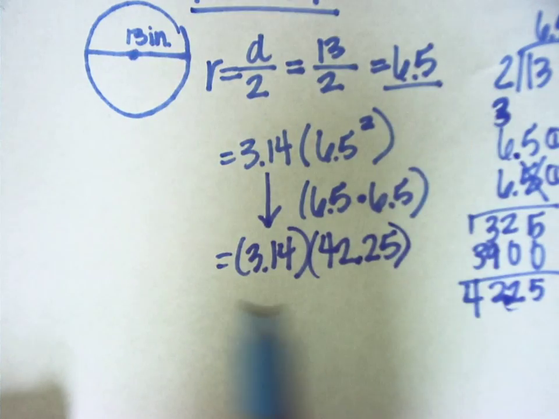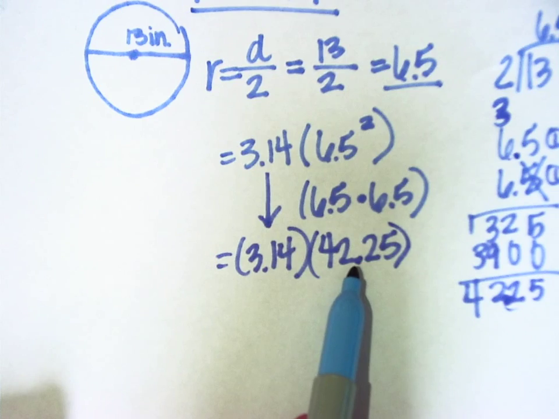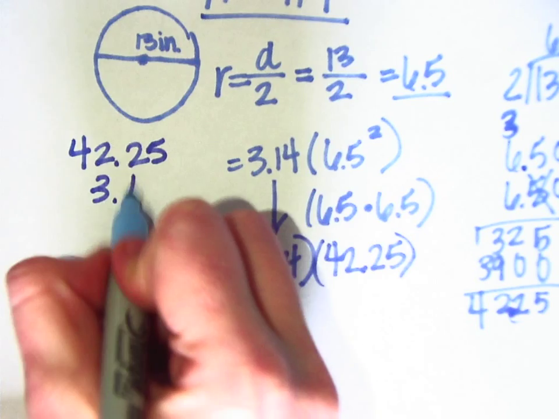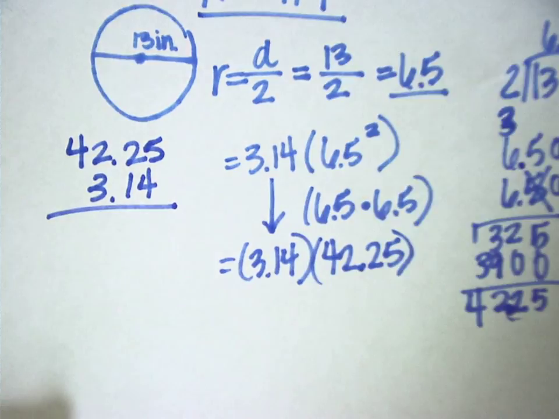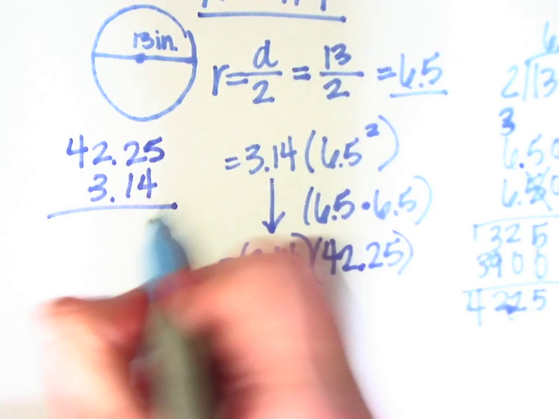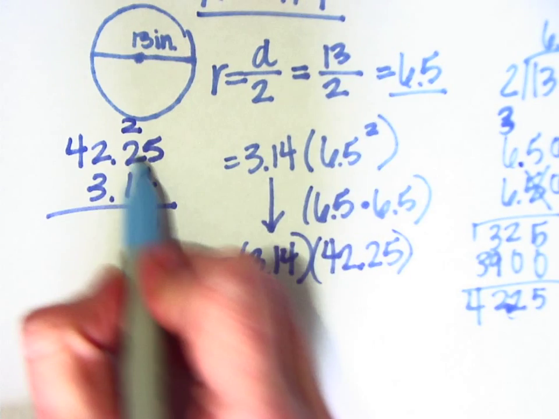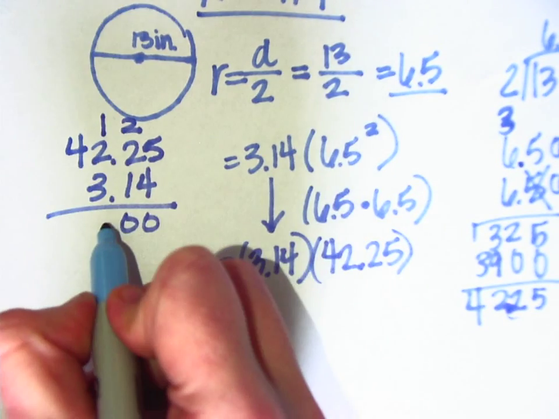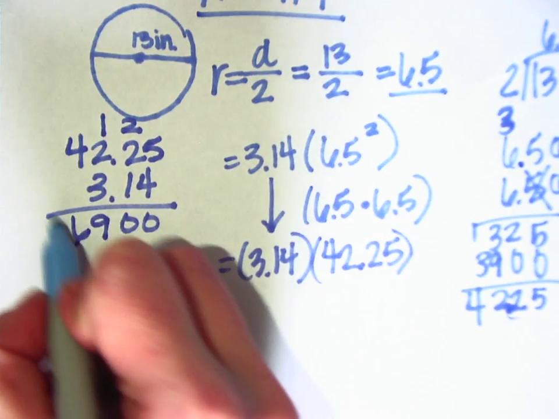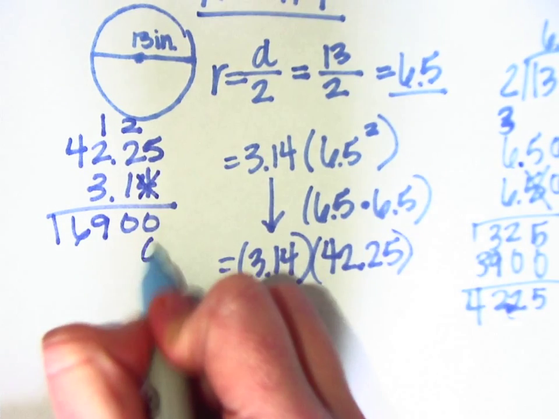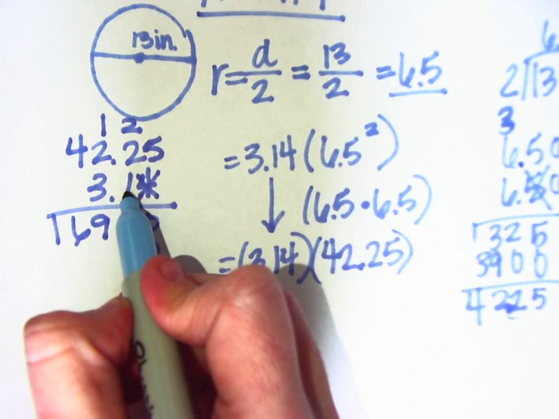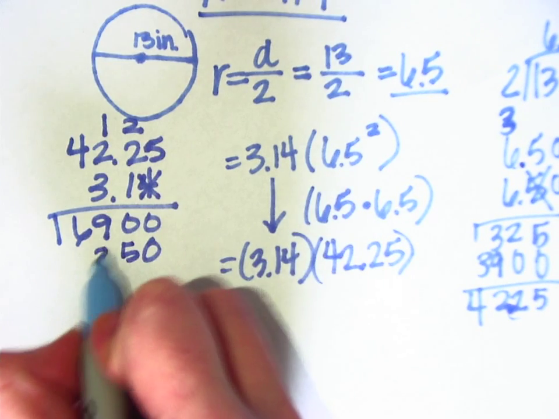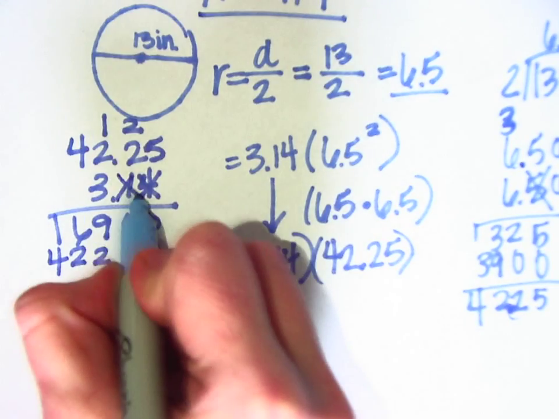So now what we're going to do is multiply 42.25 times 3.14. 42.25 times 3.14. Okay? 4 times 5 is 20. 4 times 2 is 8, plus 2 is 10. 4 times 2 is 8, plus 1 is 9. And 4 times 4 is 16. We're done with the 4, so we're bringing down a 0. And since we're multiplying everything times 1, I'm just going to copy this number down right here. Make things a little bit easier.